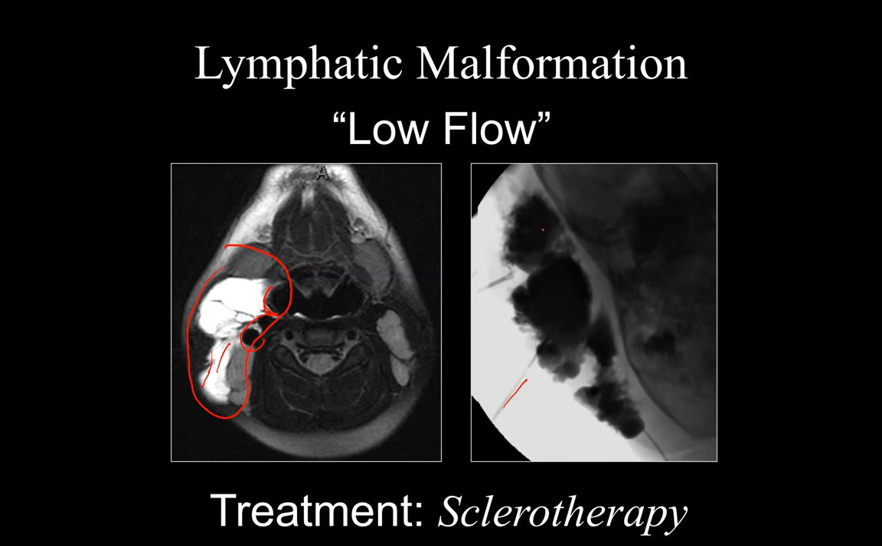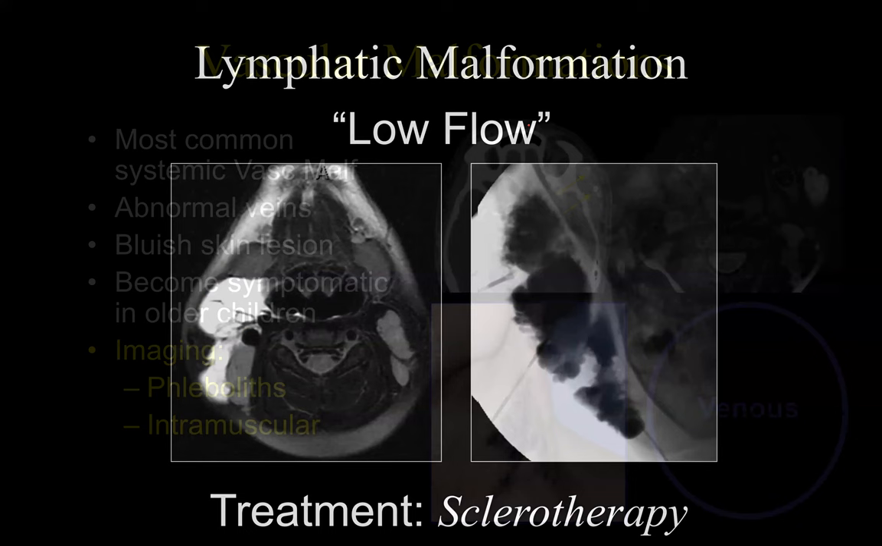Again, it's important that this is low flow, because if you injected the sclerosing agent into a big artery, then all of a sudden it's going to be taken throughout the body and you could really cause a lot of damage. So from an imaging standpoint, we need to confirm the diagnosis and then assure our interventionalists that there are no flow voids. That's why we focus on the low flow malformation.